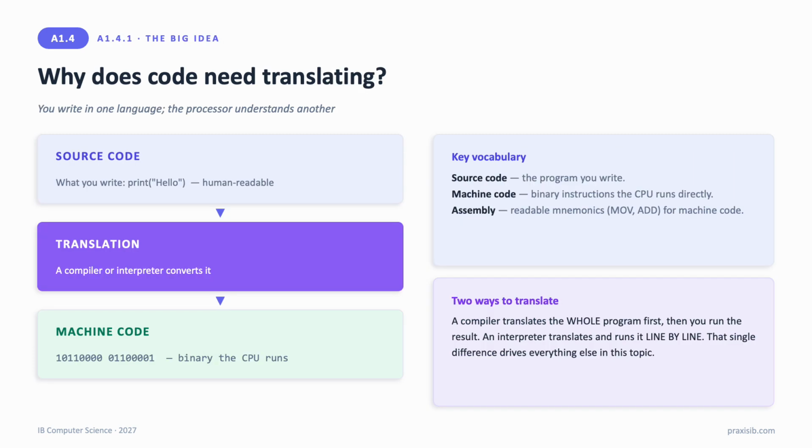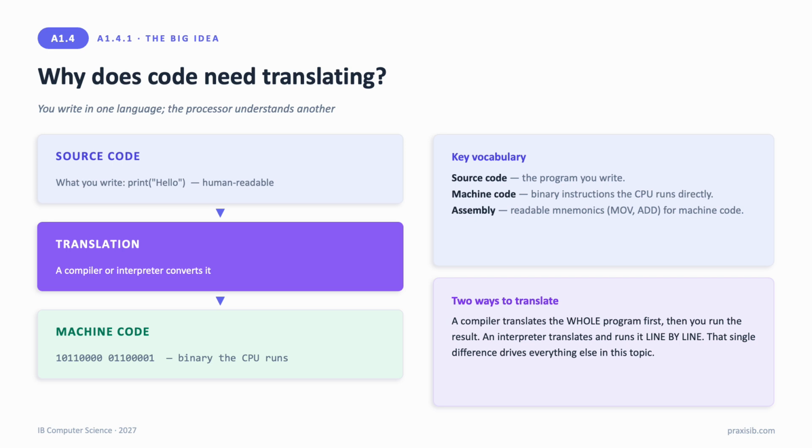Let's start with the most basic question. Why does code need translating at all? Look at the diagram on the left. At the top, we have source code. Source code is the program you write. You write it in a language like Python, Java, or C. For example, print open bracket quote hello quote close bracket. That is very easy for a human to read, but the processor cannot read it.